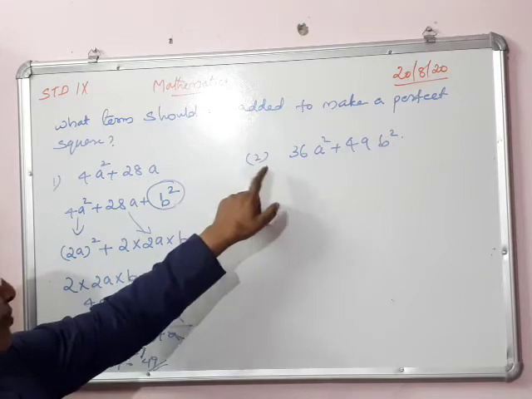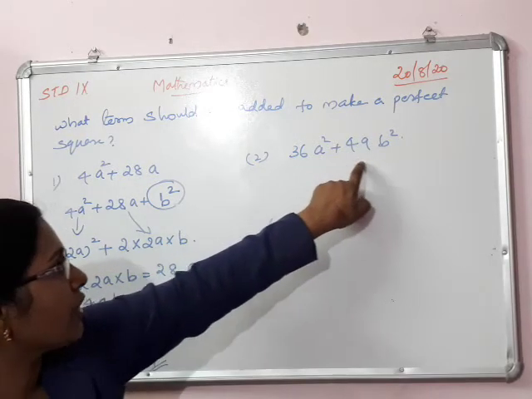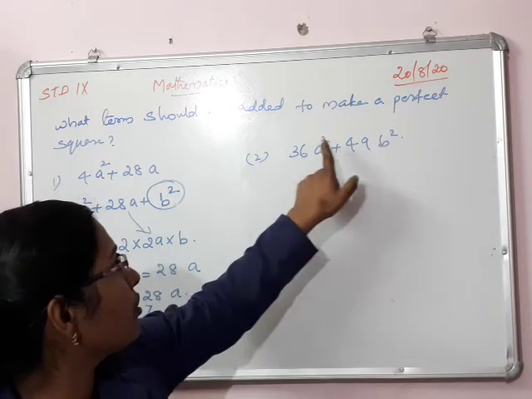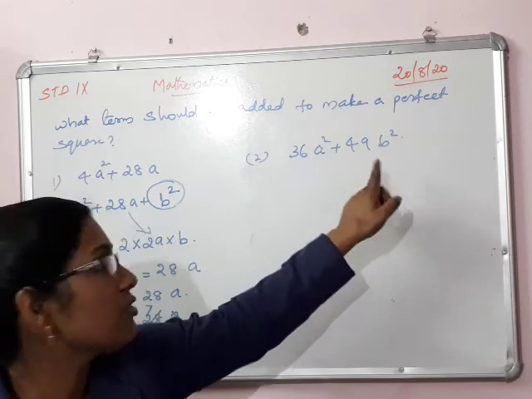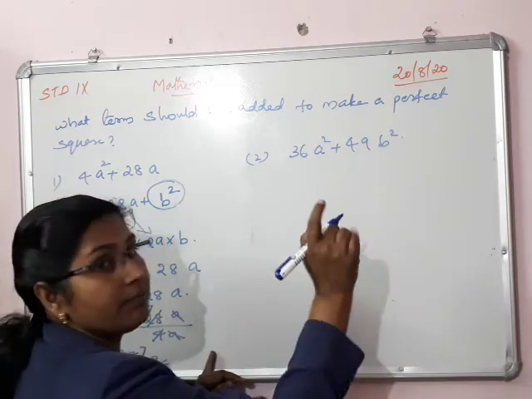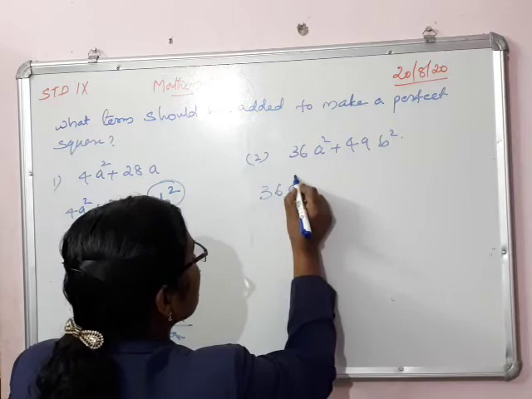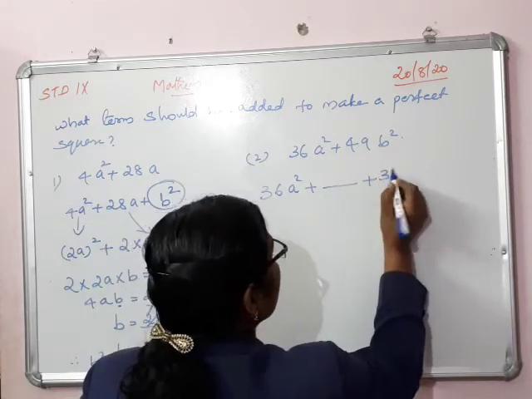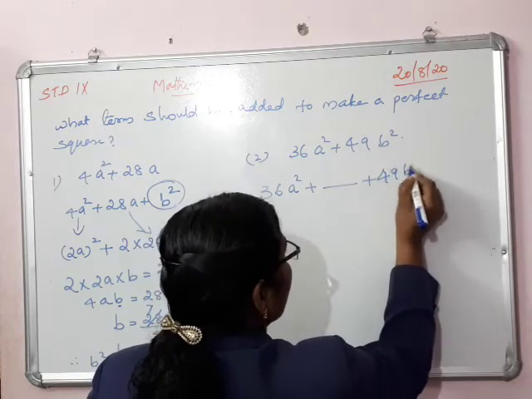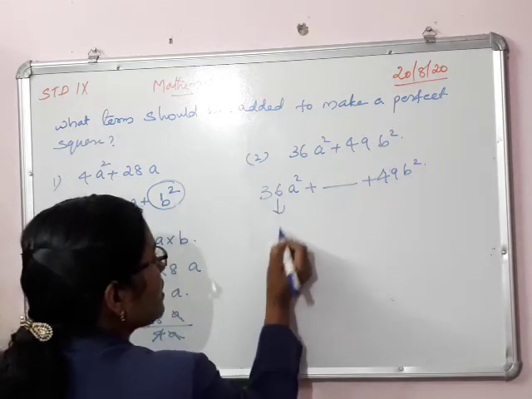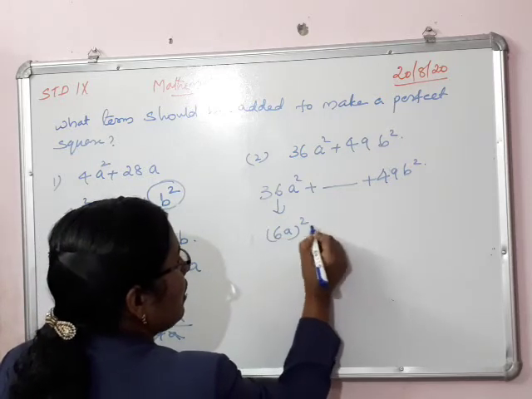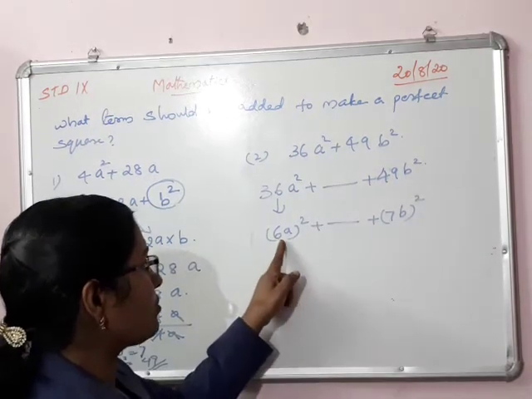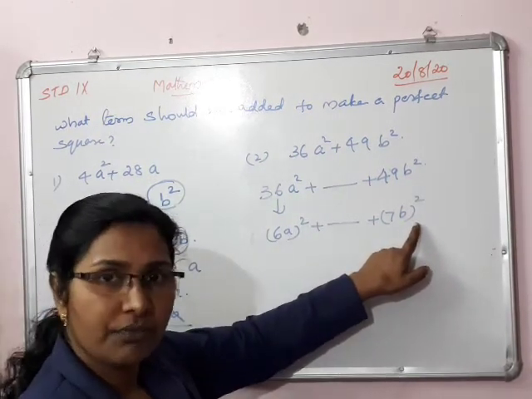Similarly, the next question. 36a square and 49b square are given. So sure, one is the first term and the other is the last term, because both are given in square form. So the missing term is the middle term. So we can write 36a square plus dash, the middle term is missing, plus 49b square. Listen, we can convert it into a perfect square: 6a the whole square plus something plus 7b the whole square.